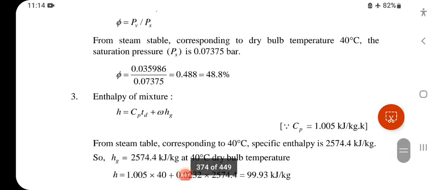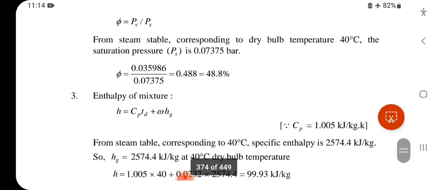And go for the third one, enthalpy of the mixture. Enthalpy of the mixture H is equal to Cp into Td plus omega into Hg. So we all know the specific heat capacities, Cp value and Cv value. The Cp value is 1.005 kilojoules per kilogram Kelvin and the Cv value is 0.718 kilojoules per kilogram Kelvin. The Cp is nothing but specific heat capacity at constant pressure, and the Cv is nothing but specific heat capacity at constant volume, both the units are kilojoules per kilogram Kelvin.